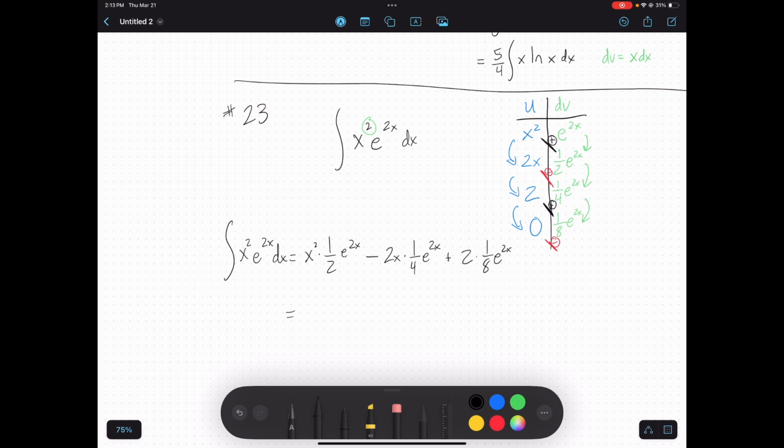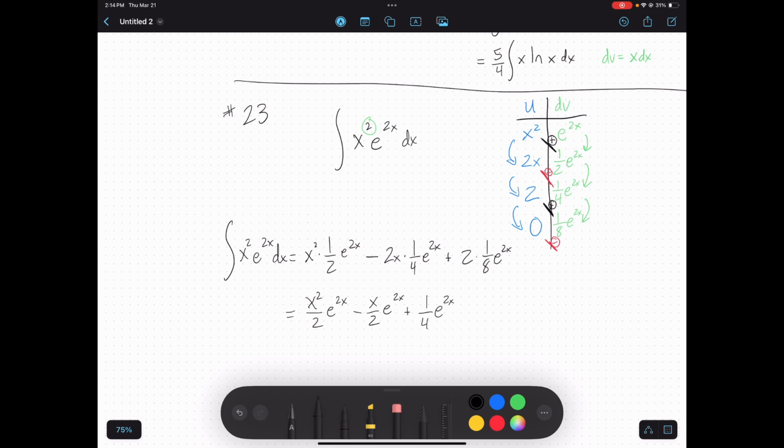Okay, I can simplify this, of course. Just make it look a little nicer, so I get x squared over 2 e to the 2x. Minus 2 and 4, that simplifies to 1/2, so I get x over 2 e to the 2x. And then plus 2 over 8 simplifies to 1/4 e to the 2x. And if I wanted to, I could go and pull out an e to the 2x, but I don't have to.